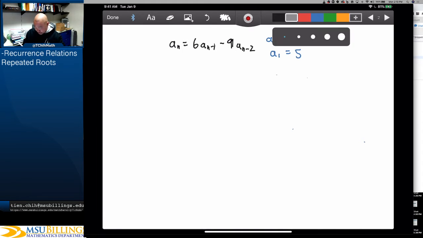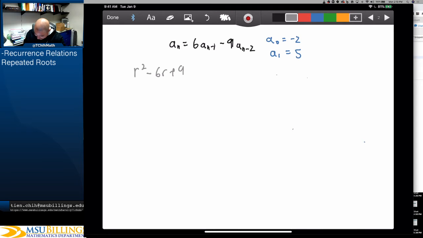So our first thing we want to note is that when we take a look at our characteristic equation, we've got r squared minus 6r plus 9. Well, we want to set that equal to 0. And what we note is that the left-hand side is factorable into (r minus 3) squared. And so that gives us 3 as a repeated root. And therefore, a sub n is going to be of the form c times 3 to the n plus d times n times 3 to the n.